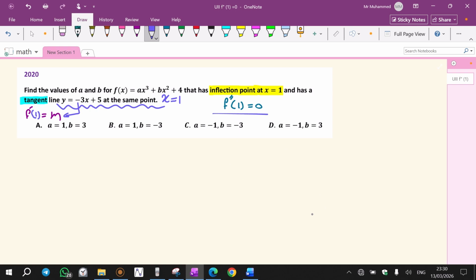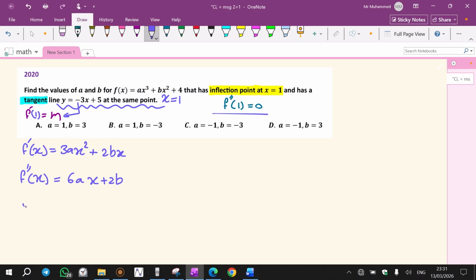Okay, let's work on the first relation. I want to find f double prime. I begin with f prime x equal to the derivative, 3ax squared plus 2bx. That's the first derivative. Now second derivative. Second derivative is 6ax plus 2b. Now put 1 in place of x and equalize the result to 0, as we know here.